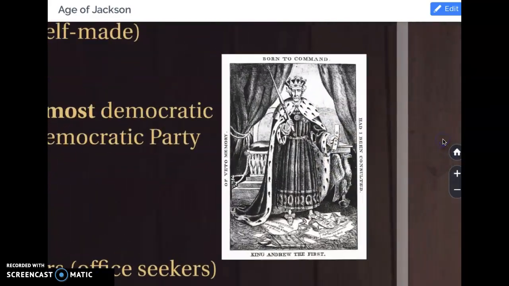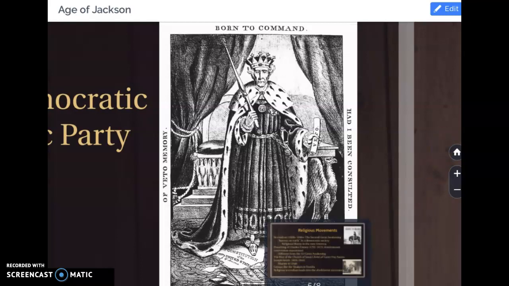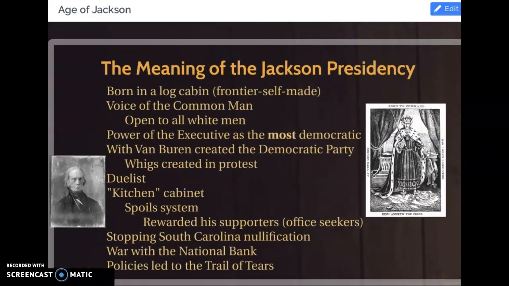So you can see some of the contemporary political cartoons for Jackson, where they see him really embracing the executive branch as almost like a king, right? King, it says there, King Andrew the First. Jackson had more vetoes than any president up to this point, and so he really took charge as a president. And he is one of the first presidents to really own up to the power of the executive.